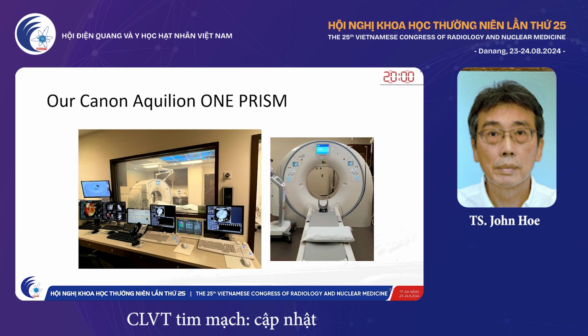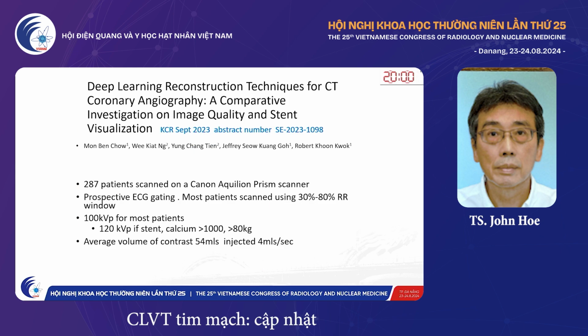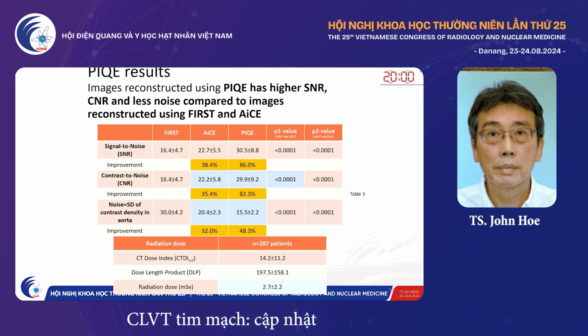This is our Canon Prism, and we use Peak software and reviewed 287 patients that were scanned, and we presented this paper at KCR last year. And you can see that the signal-to-noise ratio has improved significantly, and at the same time, the radiation dose on average is only 2.7 millisievert.